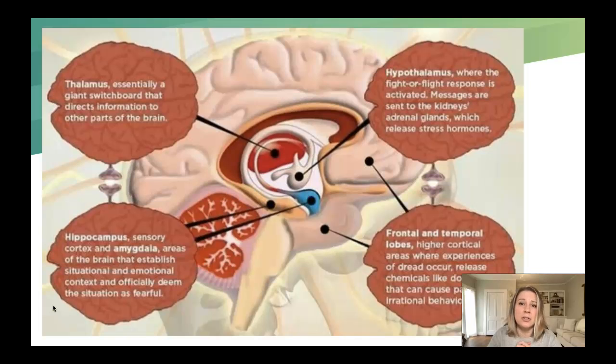The thalamus is essentially acting like a giant switchboard, and it directs information to other parts of the brain. And then finally, the frontal and temporal lobes are higher cortical areas where experiences of dread occur. They release chemicals like dopamine that cause a panic, irrational behavior. And all these processes occur in a split second without conscious and rational thought. And a brain that's experienced traumatic overwhelm in the past is more likely to believe that danger is present in the current, even when it's not.